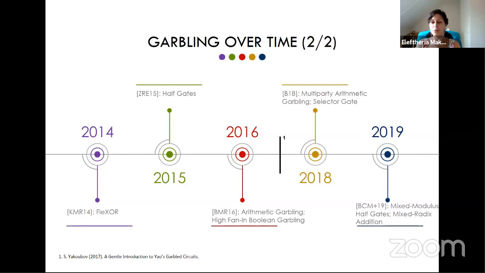we had again from Bol et al. another garbling paper where the focus was on constructing garbling circuits for neural networks, but the main gadgets in this work were mixed modulus half gates. So how can we do half gates where the wires come from different fields, live in different fields, and how can we do mixed radix addition?